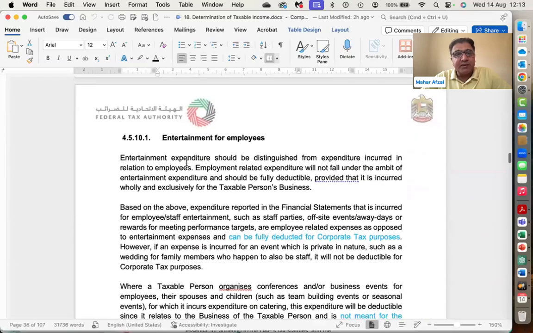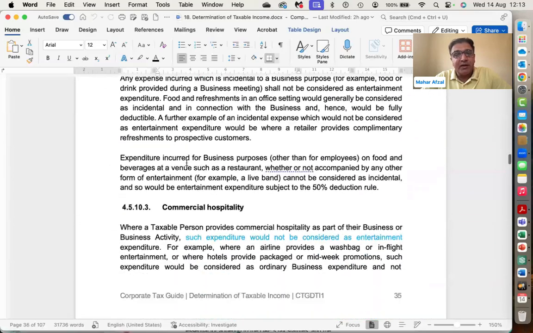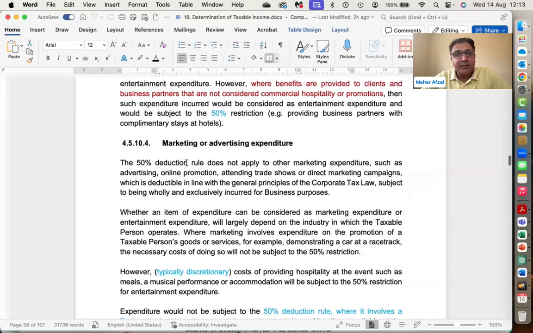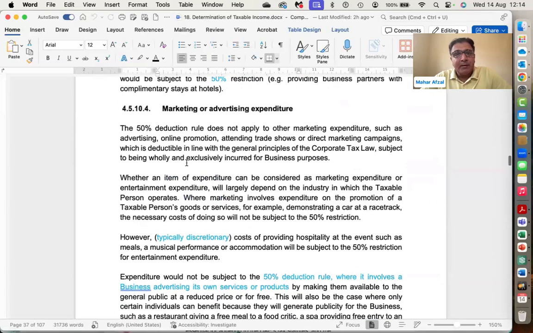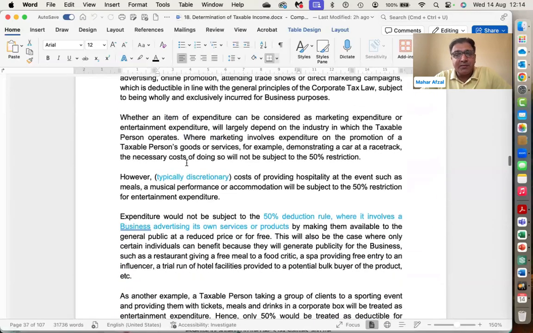Entertainment expenditure 50%, employee related 100% allowed, incidental and commercial hospitality. Commercial hospitality means you are using pantry items in the office. Pantry items are allowed straightforward 100%. Marketing and advertising expenditure is allowed.